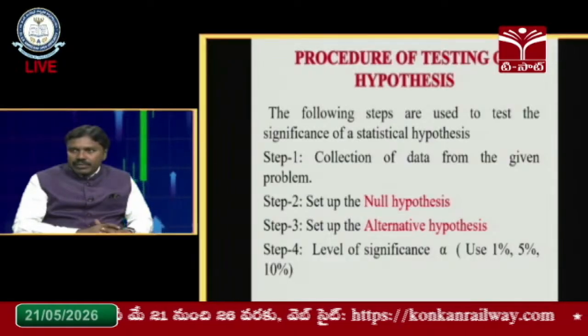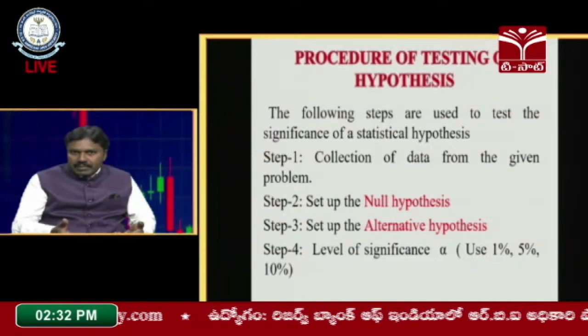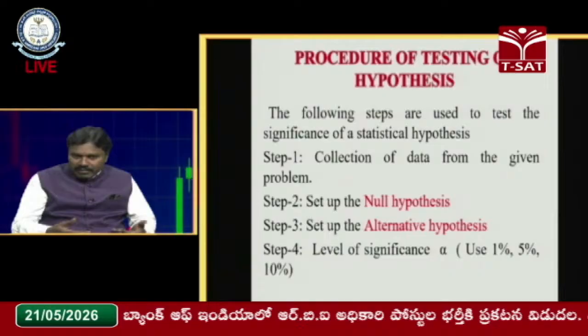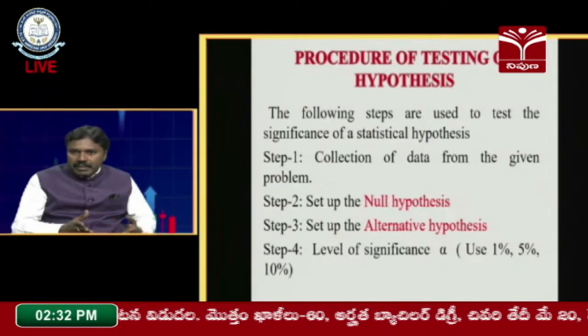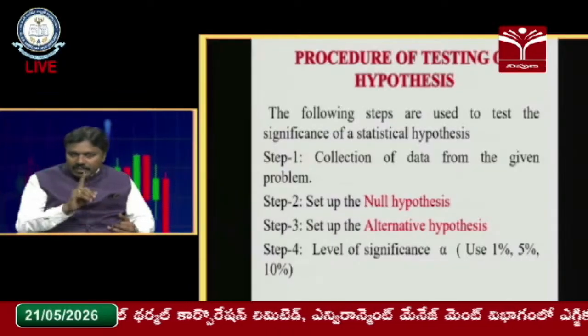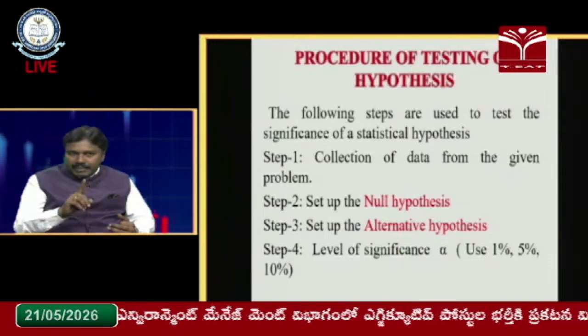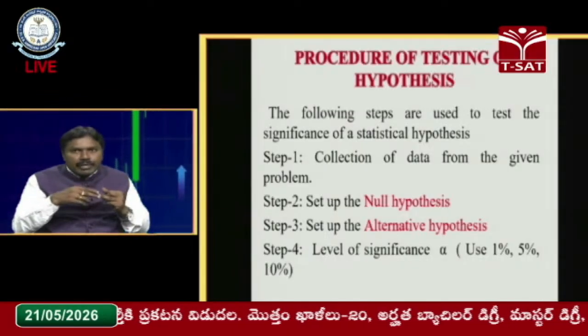So set up the null hypothesis. Already you know the definition of the null hypothesis: H0 is mu equal to mu naught, whatever symbol is denoted by the textbooks. Generally we use the population mean. Then the alternative hypothesis, which we just discussed and students already know. So these are the two important things: formulate the null hypothesis and formulate the alternative hypothesis. After defining these two, we are going to implement our testing.